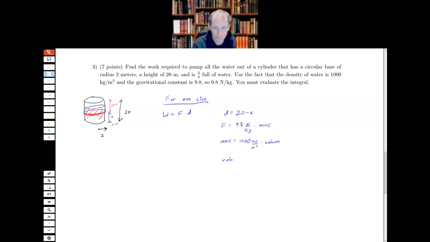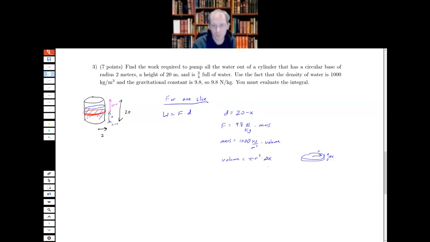The volume. What I have is a flat pancake shape, but it is a cylinder, right? The radius r, and it has a thickness on it. That's a small change in x, right? So we'll use delta x for the thickness. So for a cylinder, we get pi r squared h, or pi r squared times delta x.